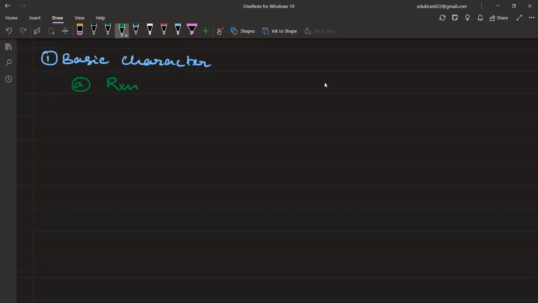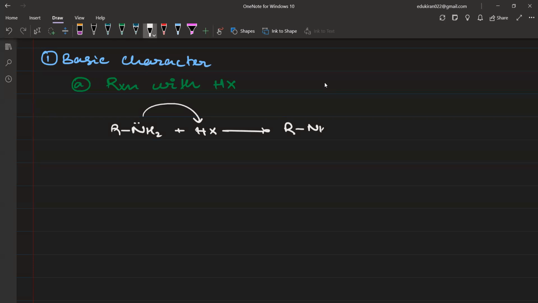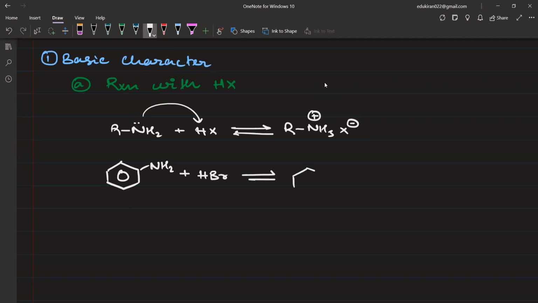Right, the first topic here in basic character, A, is reaction with hydrogen halides. So if you react RNH2, any amine, with HX, it is going to attack the hydrogen atom and form a salt, that is R bonded to N with 3 hydrogens, with a positive charge, and X negative. Okay, and these reactions are reversible reactions. Similarly, if you have NH2 plus HBr, let us suppose, you get NH3 positive and Br negative.